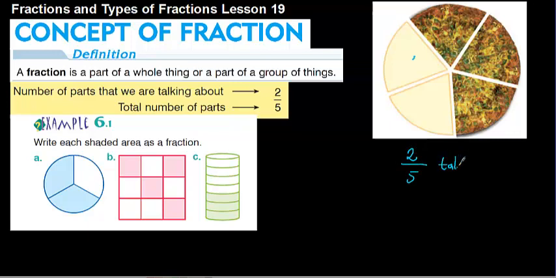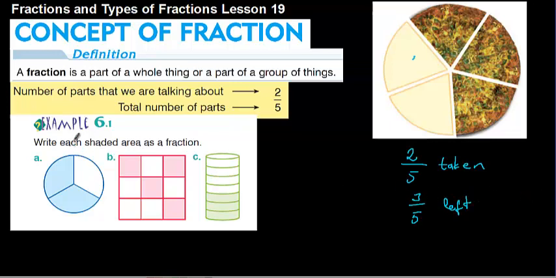The taken part is 2 over 5, and totally there are 5 pieces. So there were 5 pieces and 3 pieces are left. So 3 over 5 of it is left.